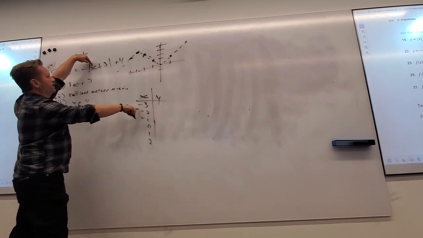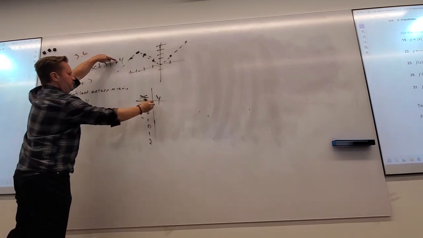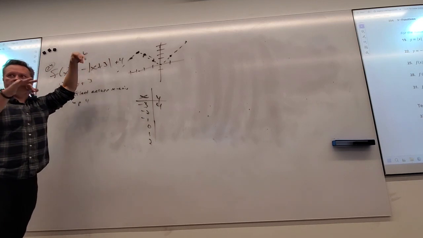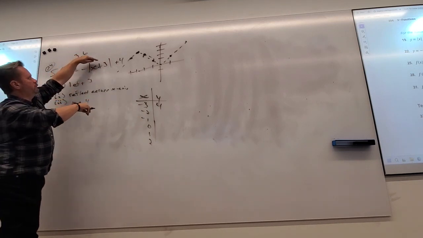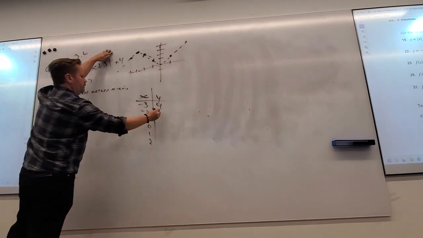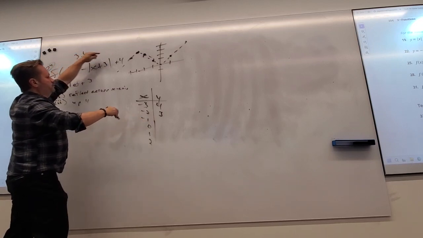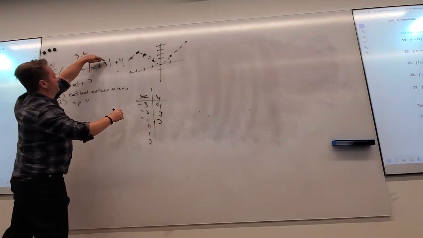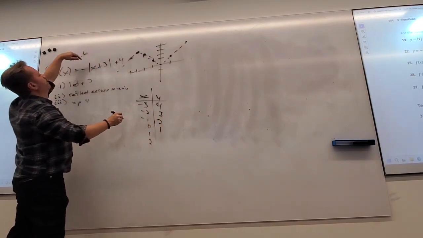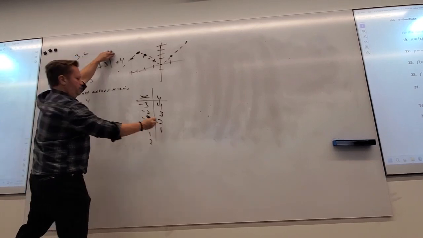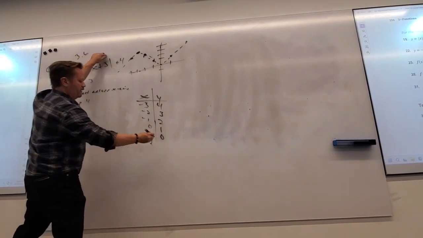Oh, -3 would be 0 plus 4. I know you guys can plug numbers in, I'm going to do this quickly. -2 would be 1, -1 plus 4. -1 would be -2 plus 4. 0 would be -3 plus 4. 1 would be -4 plus 4, and 2 would be -5 plus 4.